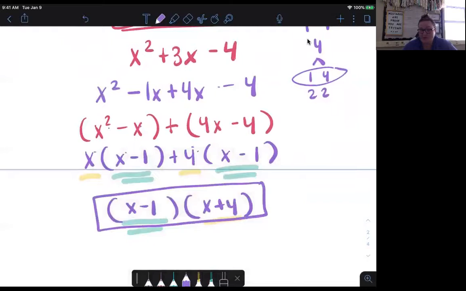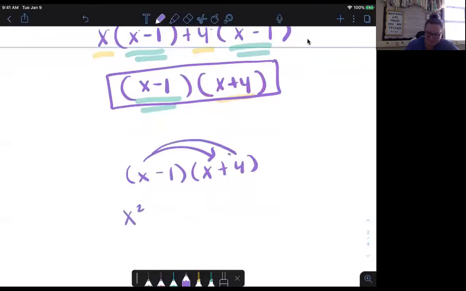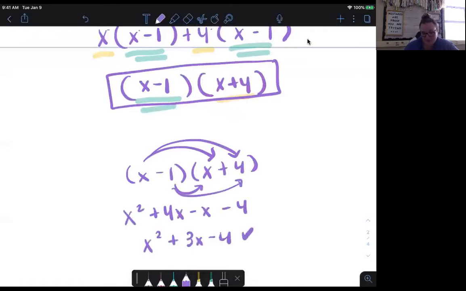And if you don't believe me, we could check it real quick. So x minus 1 times x plus 4. x times x is x squared. x times 4 is 4x. Negative 1 times x is negative x. And negative 1 times 4 is negative 4. Combine your like terms. x squared plus 3x minus 4. And that matches what we started with. So there we go.